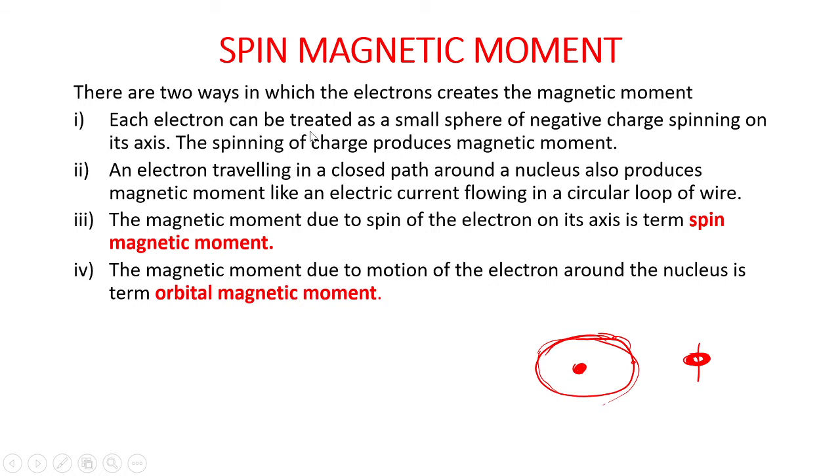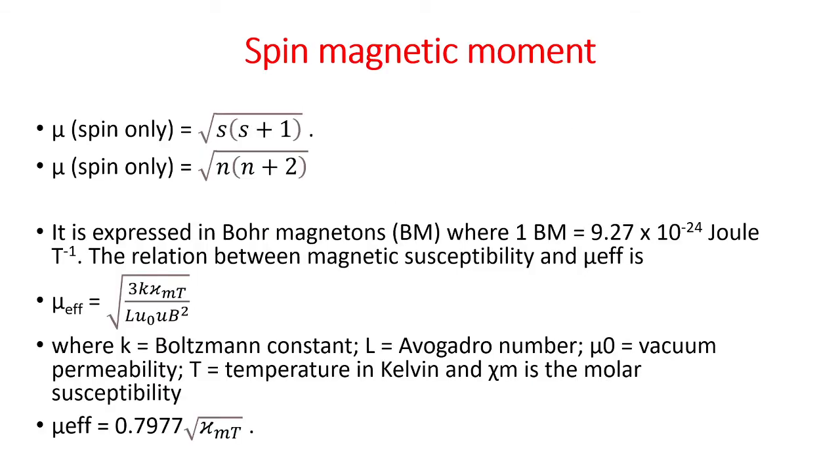So there are two types of magnetic moment: the spin magnetic moment, which is due to the spin angular momentum of the electron, and the orbital magnetic moment, which is due to the orbital angular momentum of the electron. Next is the determination of the spin magnetic moment. The formula is mu s equal to under root s into s plus 1, where s is the spin quantum number.